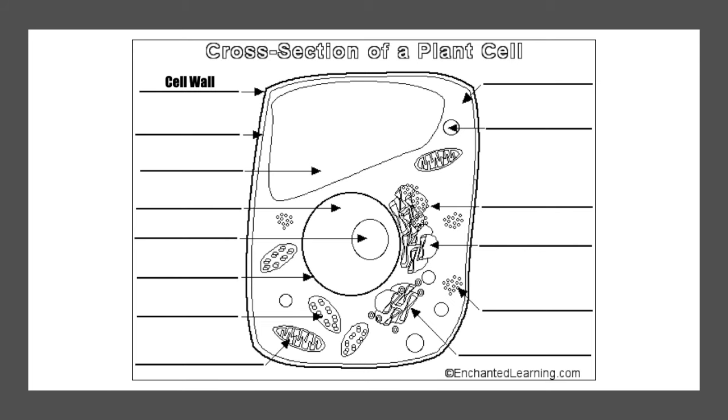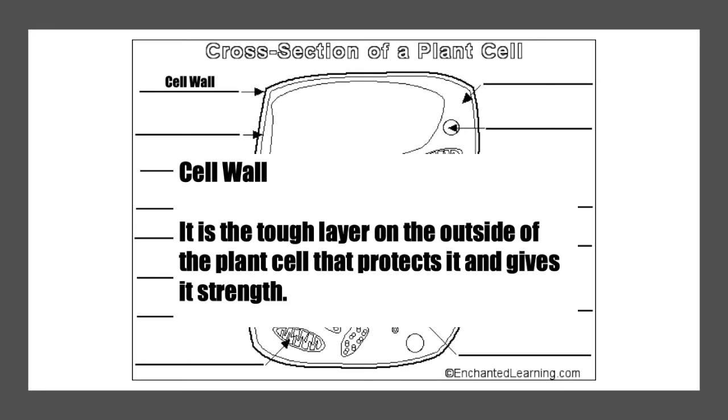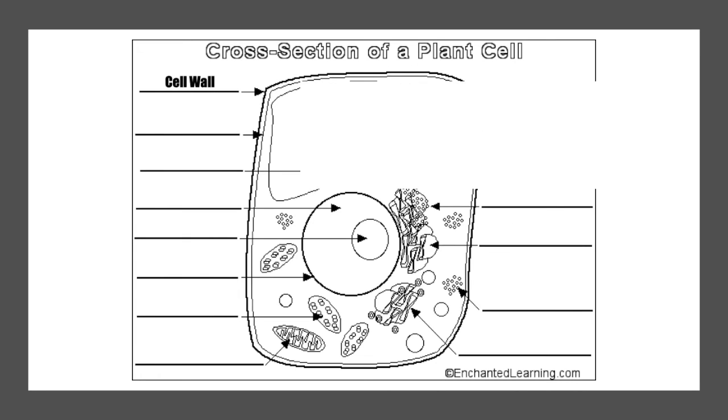Okay, so we just talked about a cell wall. So tell me what a cell wall does, or what the function of the cell wall is. Good job. The cell wall protects the outside of the plant cell. Next, we have a nucleus. We talked about a nucleus. Can someone tell me what the nucleus does?